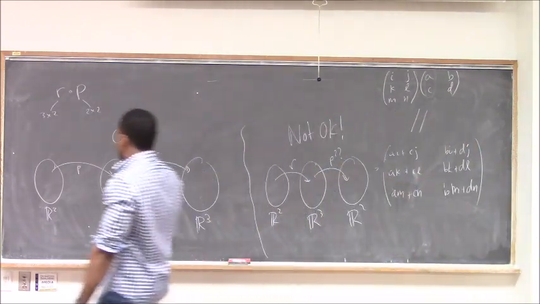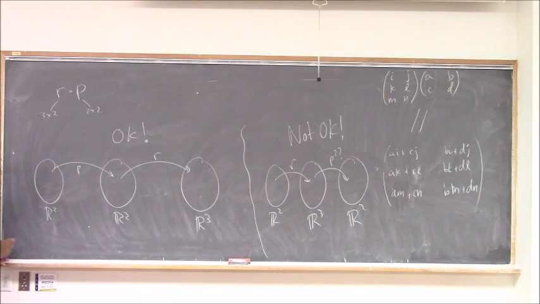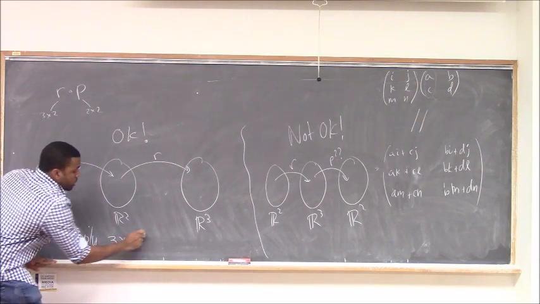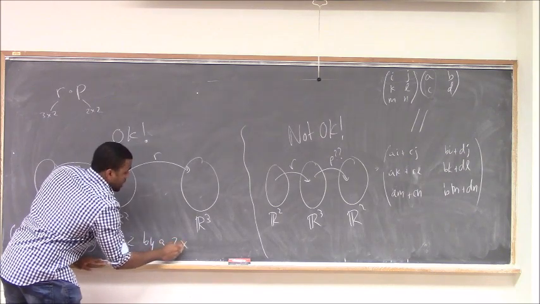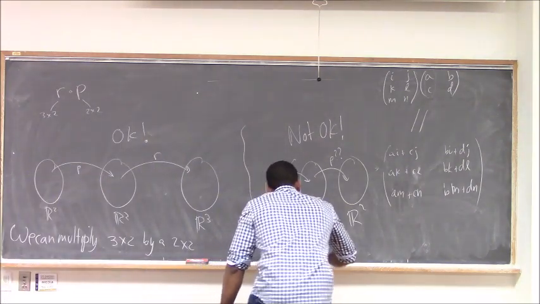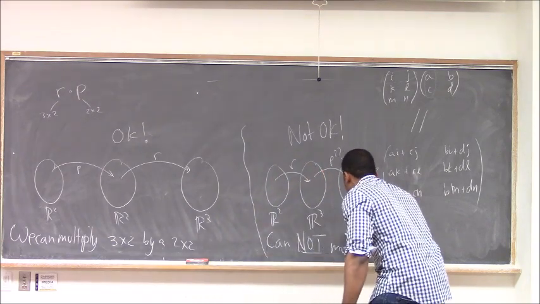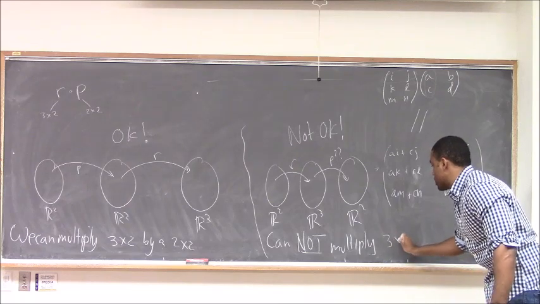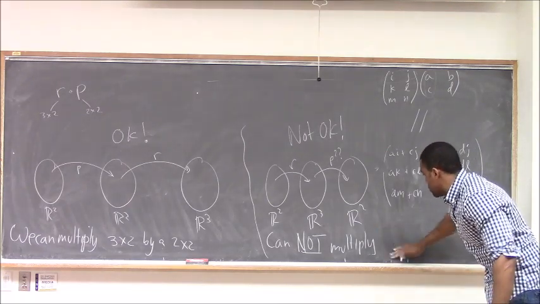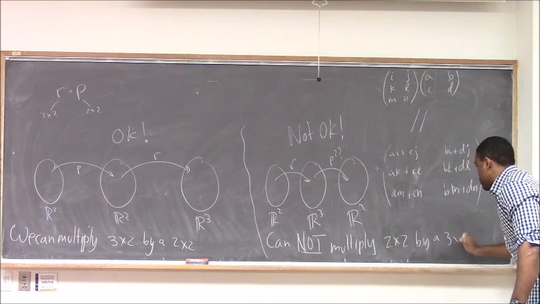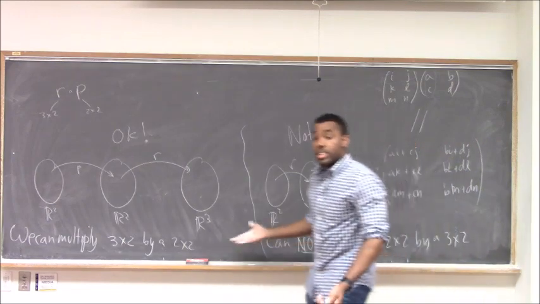Right? In other words, we can multiply a 3 by 2 by a 2 by 2, but we cannot multiply a 2 by 2 by a 3 by 2. And again, why? The dimensions don't match up.